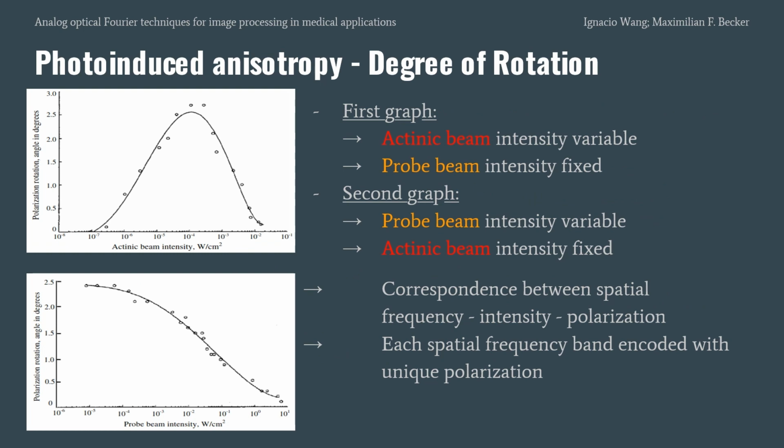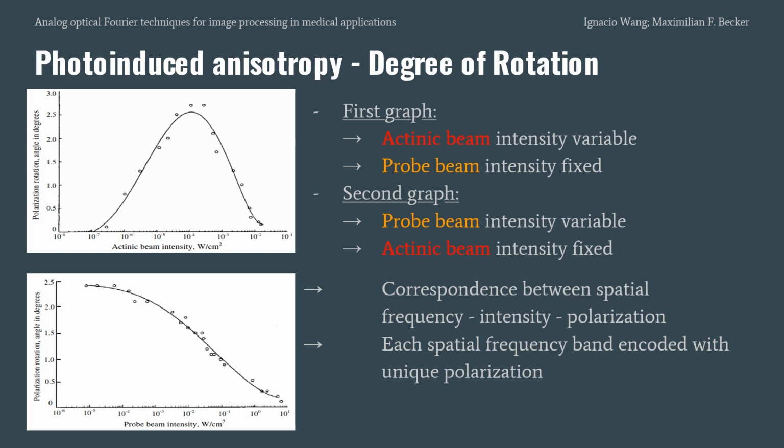As you can see here, we have two graphs. The upper one shows the polarization rotation depending on the actinic beam intensity for a fixed probe beam intensity, and the second graph shows it the other way around, so the polarization rotation for a variable probe beam intensity while the actinic beam intensity is fixed. In our case, the most important thing is what is shown in graph 2, where the probe beam is changing and the actinic beam is fixed.